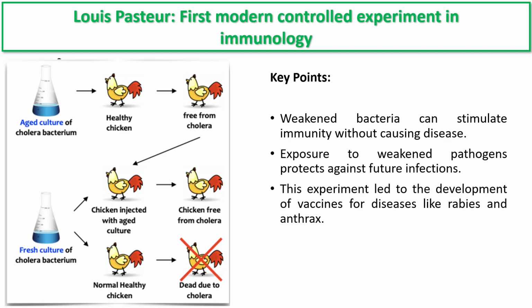So why did this happen? Can anybody get from the story what is happening here? When he infects a healthy chicken with the old culture of cholera bacteria, the chicken is free. And when he infects the used chicken with a fresh culture of cholera, still it does not get the infection. At the same time, when he takes a normal healthy chicken, getting its first infection from this fresh culture, it dies. So what is happening here in the story?